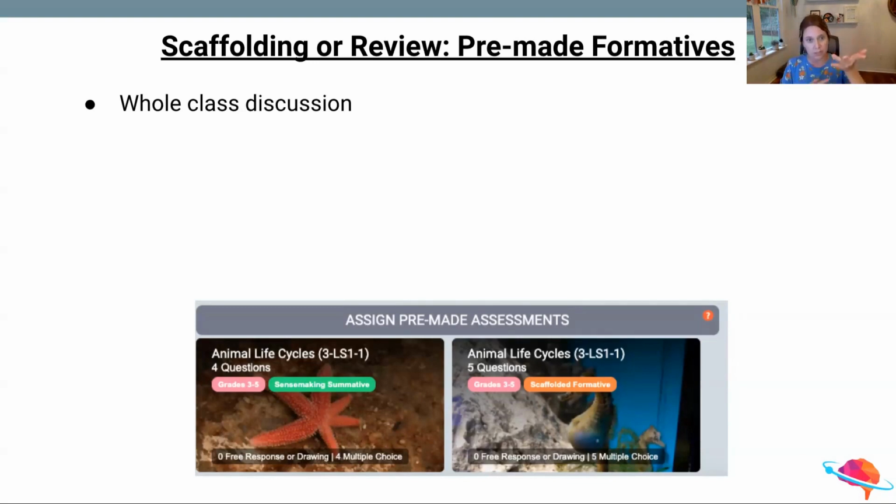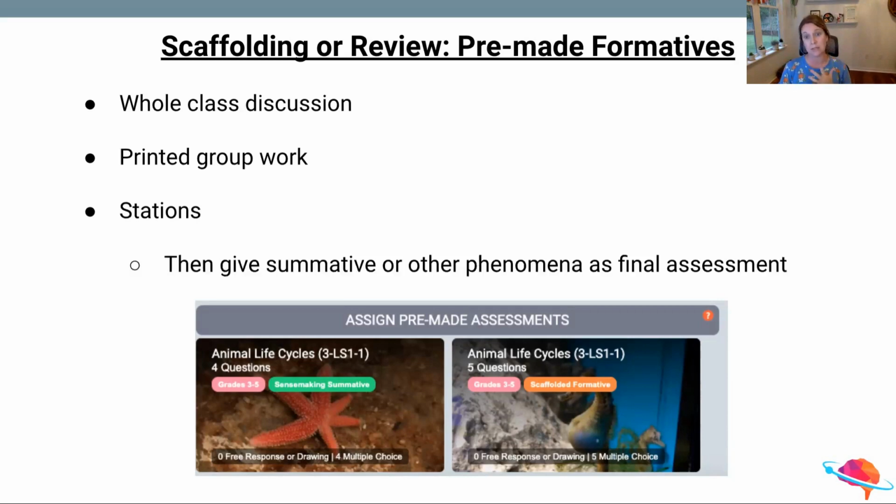Even though it's an assessment, you can use it as a resource to have a whole class discussion, or print it out for group work, or make stations using that formative assessment, where kids go through a whole scaffold of questions. Then, if you go through a couple of the bullets on the screen, Brendan, you could also give the summative pre-made assessment from that standard as a reassessment, after they've had a little more time. Here's a second at bat at this third grade standard. We have these pre- and mid-assessments, and you could dip back down to the grade bands, pick a different phenomenon, use different questions, and use that as a reteaching tool.